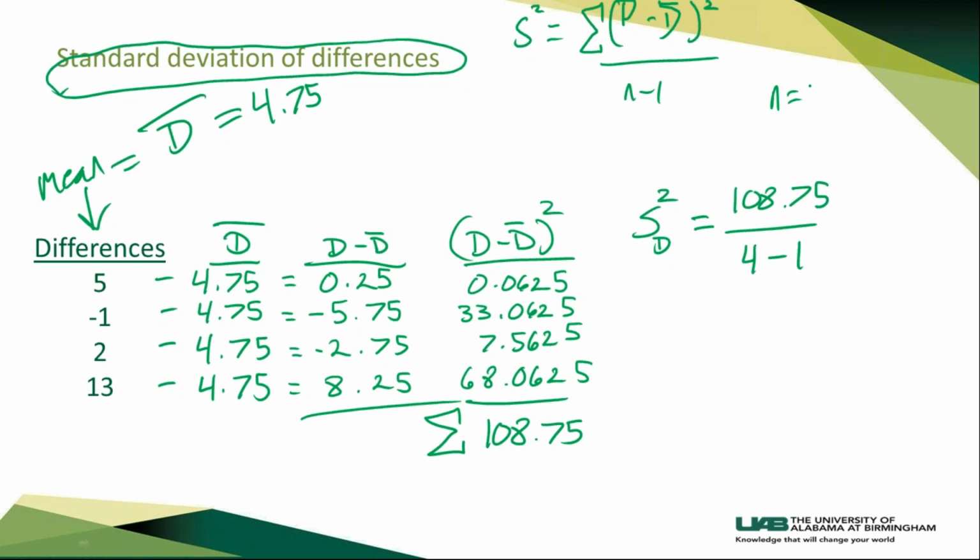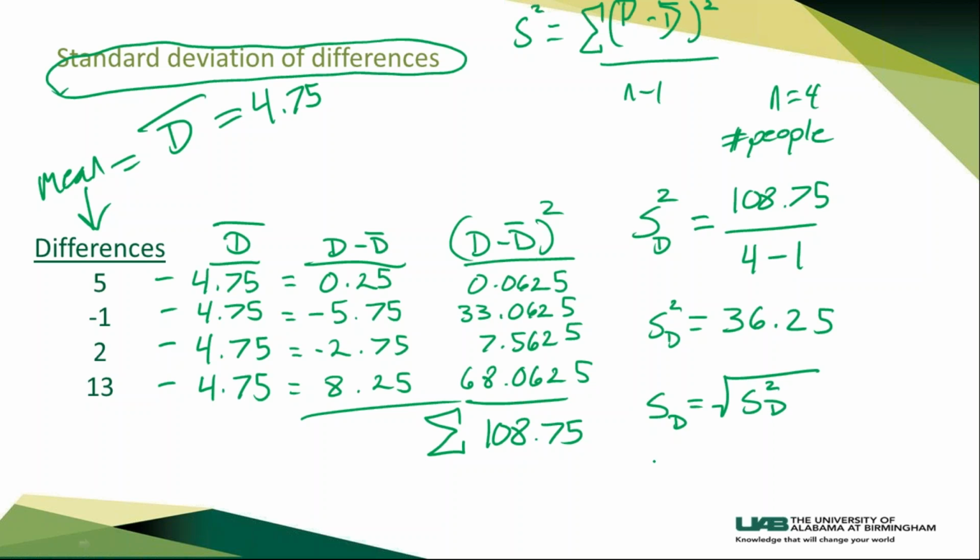So N here is going to equal 4 because that's the number of people I have. Now I had 2 measurements per person, but the degrees of freedom here, the N minus 1, that's all based off of your sample size, the number of people, not the number of observations that you have. So that would further reduce to 36.25. And again, we need the standard deviation here. So that's going to be the square root of the variance. And that would be 6.02.